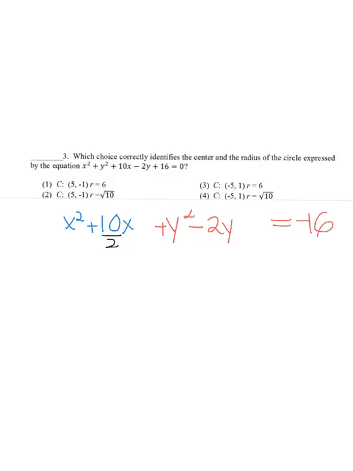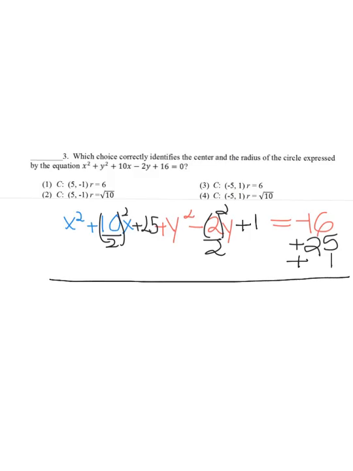Take one half of the middle term and square it. That gives us a 25, so we're going to add 25 to both sides. Again, for the y terms, take one half of the middle term and square it. Take that result and add it to both sides. So the sum to the right here we get is 10. We're going to factor these two trinomials in terms of x and in terms of y. This is the completing the square portion.